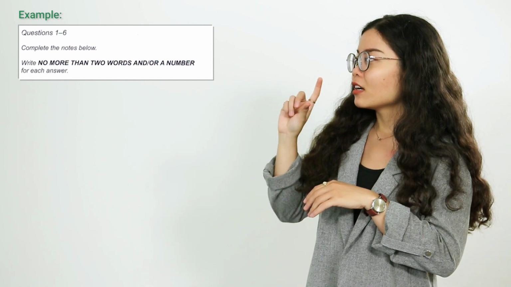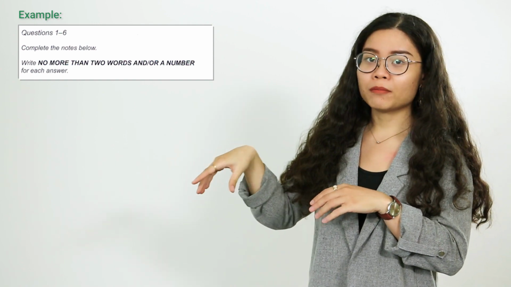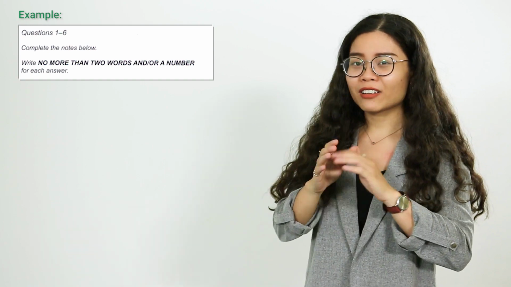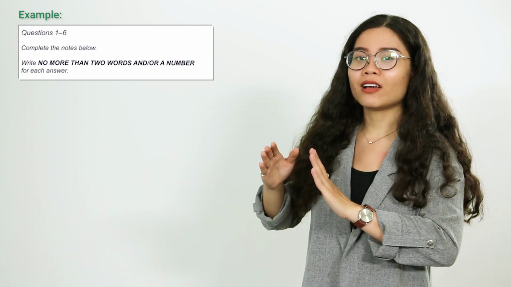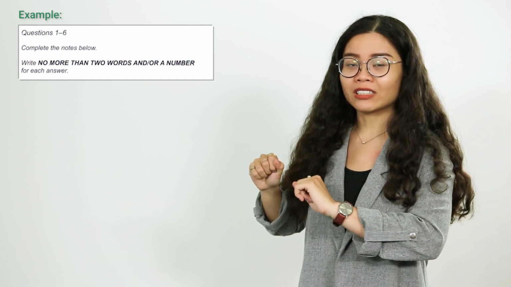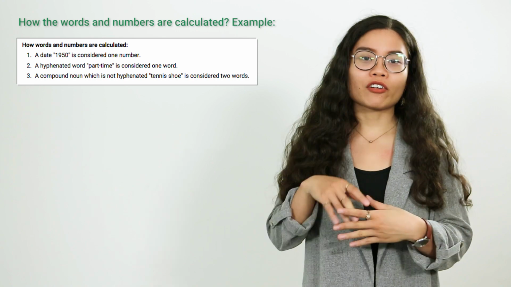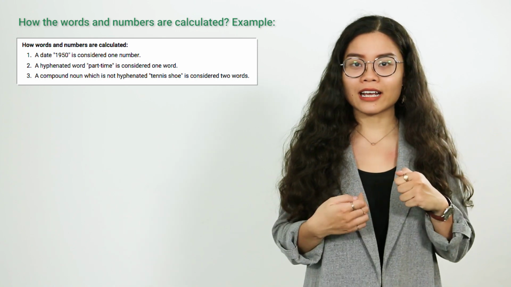Okay, and here, or a number. So it could be 2 words or it could be a number. It could be 2 words and it could also be a number, based on the listening audio that you listen to. Alright, so let's see how the words and numbers are calculated basically in the IELTS listening test.